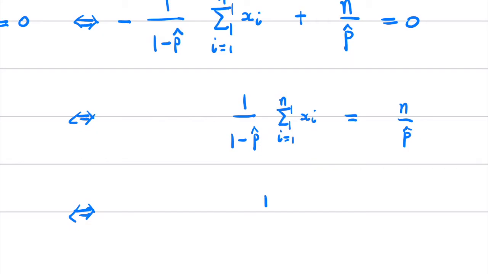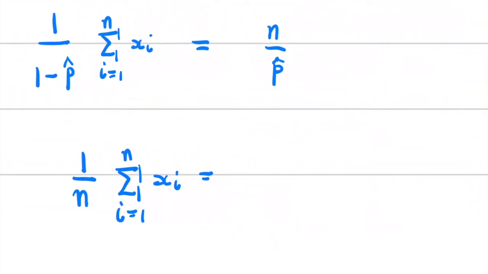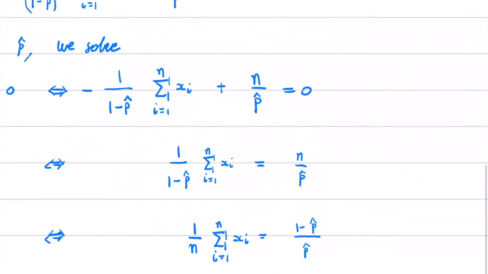So I'd be left with something like 1 on n, sum from i equals 1 to n of xi, is equal to 1 minus p hat over p hat. And you'll see why this was a little bit sneaky now. Not necessarily sneaky, but a bit clever.